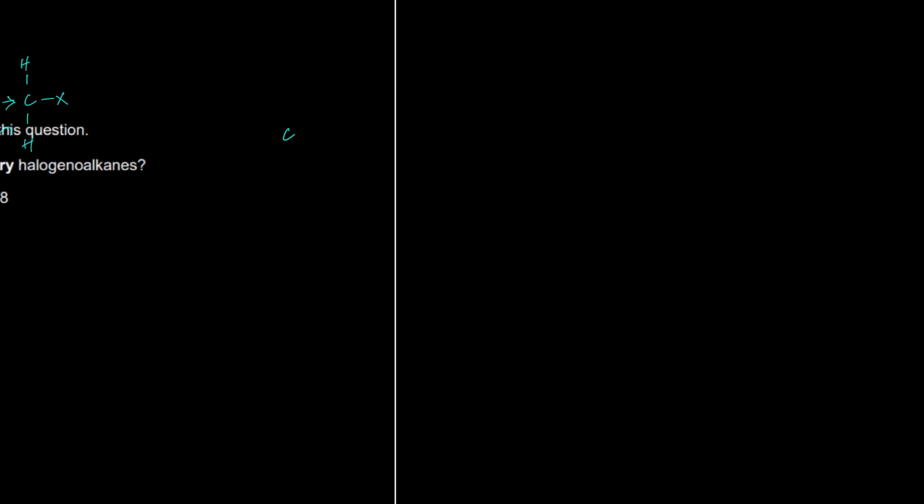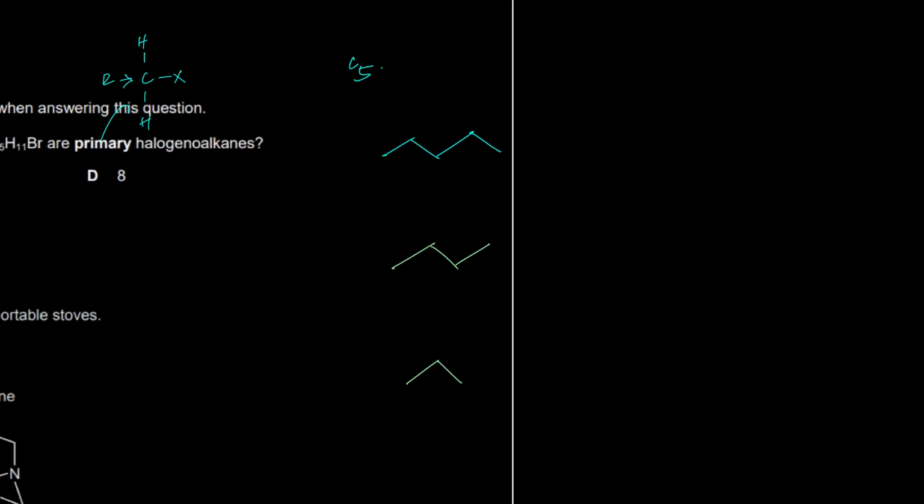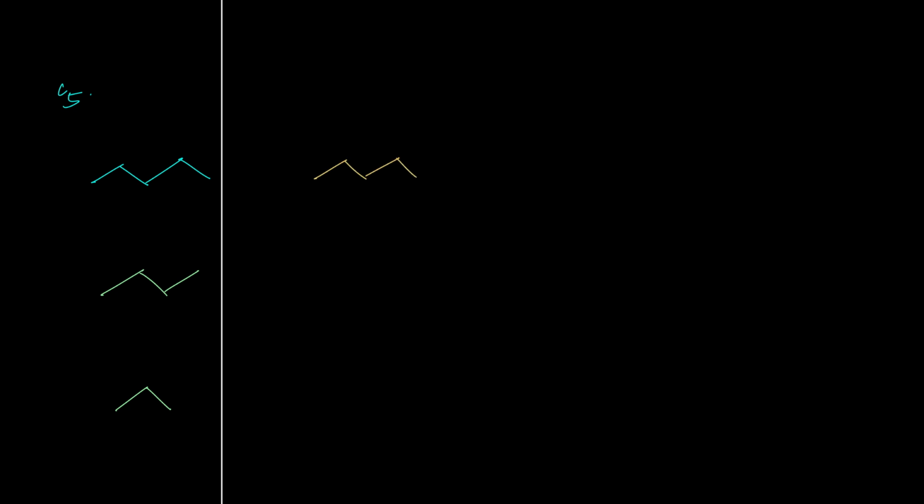Let's do this. You have 5 carbons, right? So 2, 3, 4, 5. Then you have 2, 3, 4. Then you have 3. And I won't go below this. Done? Now, I have a Br, which is my add-on for the 5 carbons. So 2, 3, 4, 5. The first Br, if I add it on here, that makes sense.